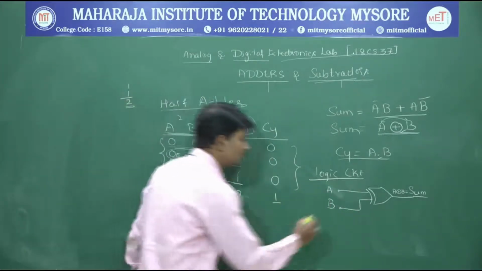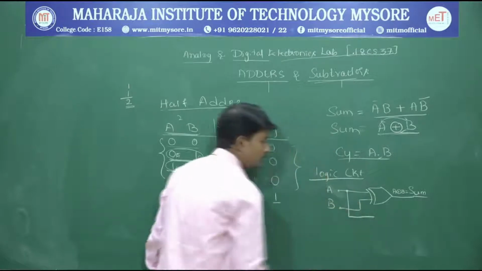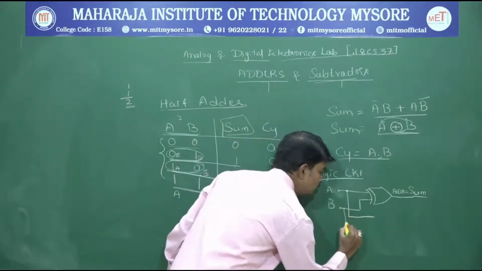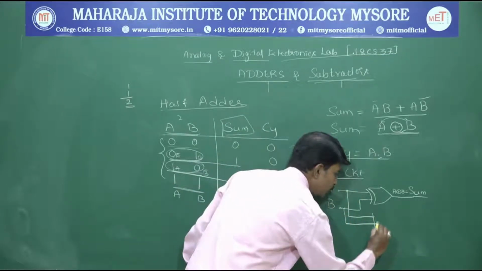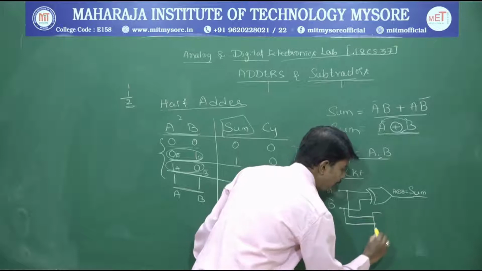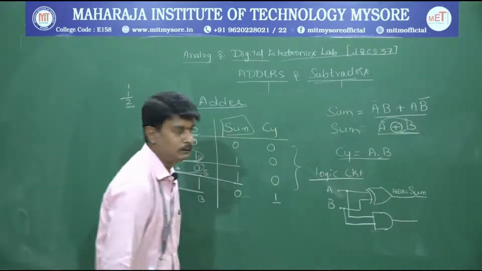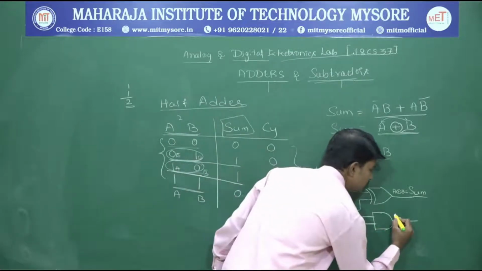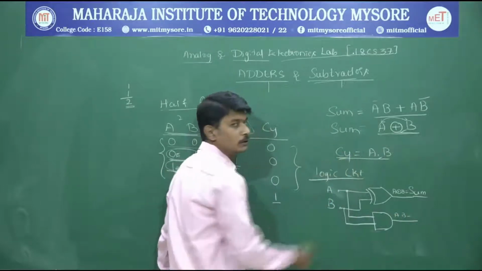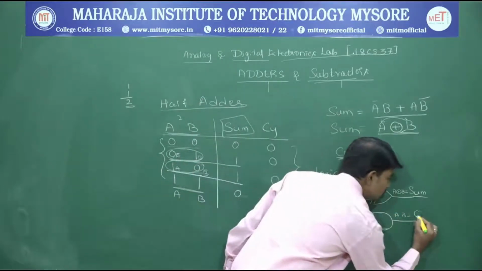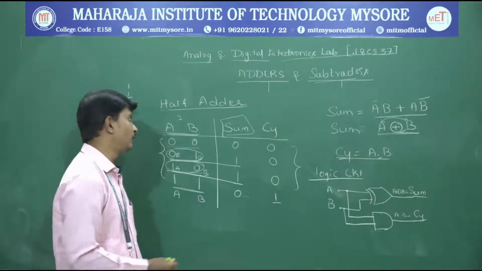Similarly, in the same circuit I have to implement the carry part also. So what I am going to do here is draw A and then a B line from the same variables. Then I am going to put an AND gate over here, so that the output of this AND gate is A into B, which is nothing but your carry. So this is nothing but carry. So this is how you are going to implement the half adder circuit.